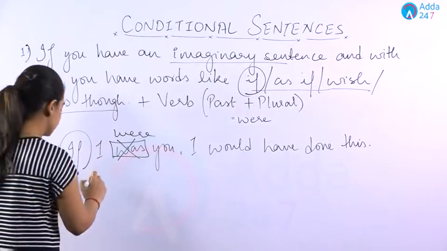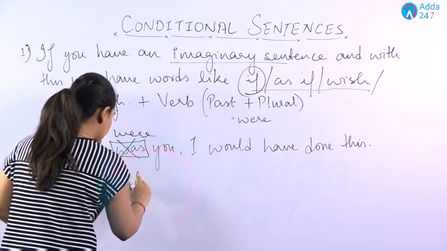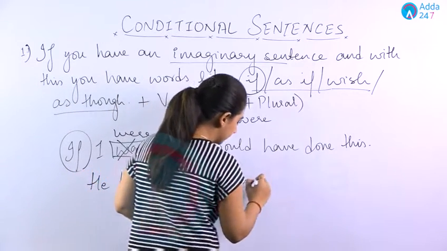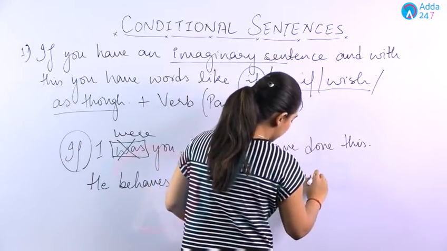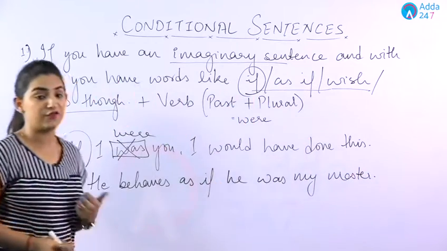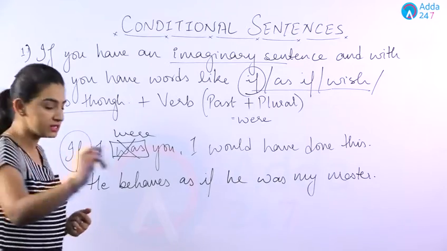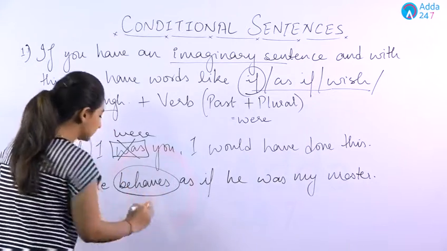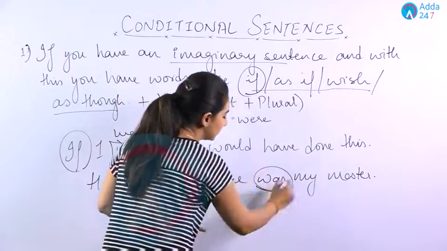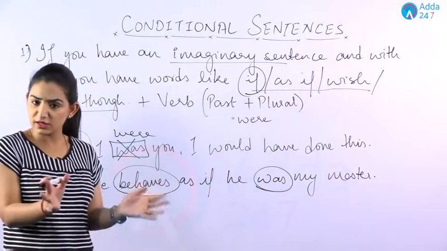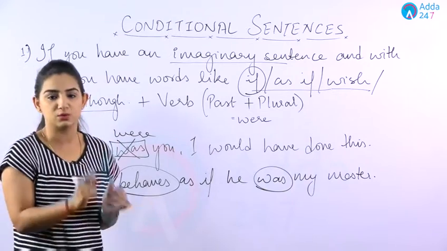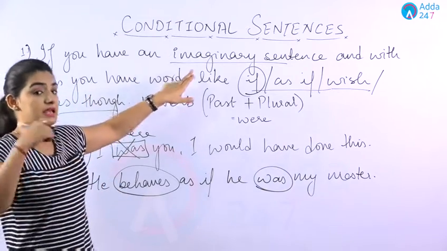Similarly, if I give you one more sentence, he behaves as if he was my master. He behaves as if he was my master. Now here you will see what? That one part of the sentence is in present tense and the other part will be in past tense. Have you seen this kind of a sentence? Present plus past together in a sentence. Now it happens. When does it happen? When we have an imaginary sentence.